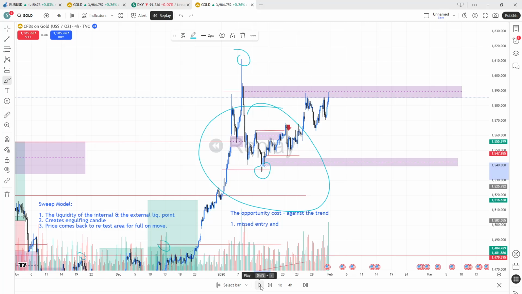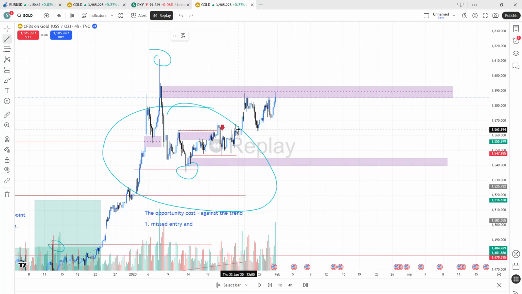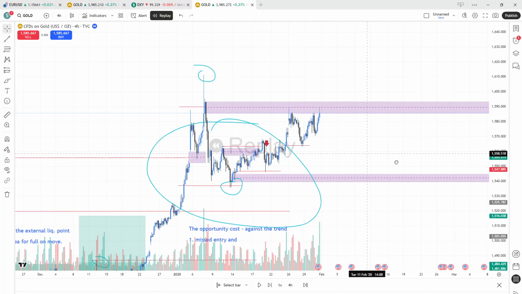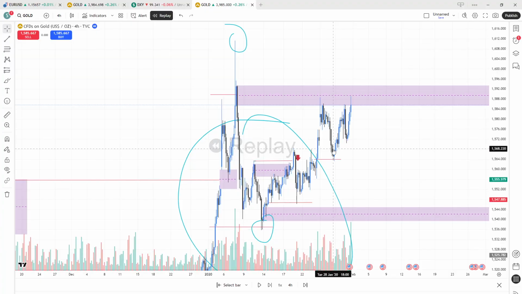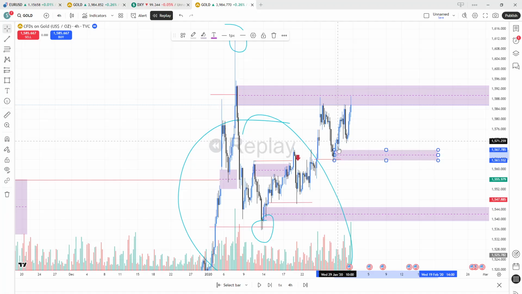Is there anything that I'm missing right here as far as whether price is going to continue? Right? We do have a sweep model here too, right? So price came back, this low, right? It was taken out, right? Gave us this bullish engulfing. Price did come back and tested for the continuation. What do you think?